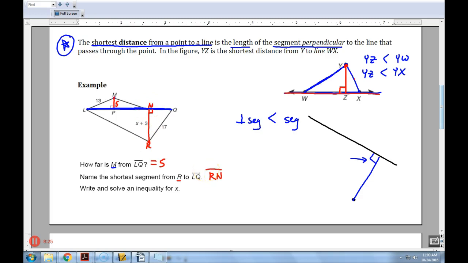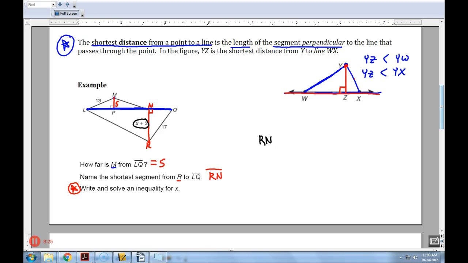Now, write and solve an inequality. This is the part that you're going to have to do on the quiz and on the test. So I'm going to go over here and erase this just to give myself a little bit more room. So here's how this works. I look and I find x. Well, here's the expression with x. And that expression represents segment RN, or the distance from R to N.